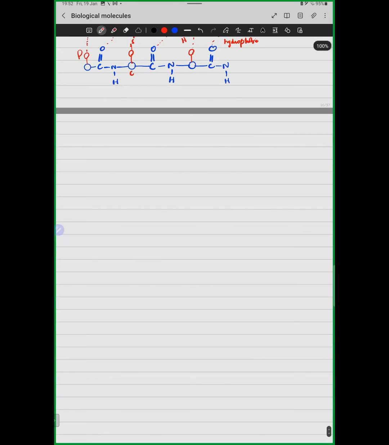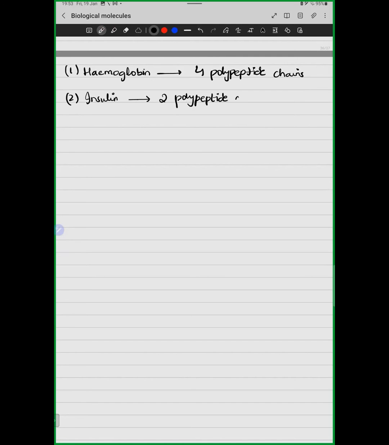Now, for example, let me write three different proteins and let me tell you how many polypeptide chains are present in them. So first of all, let's talk about a very famous and a very well-known protein, which is your hemoglobin. So hemoglobin is made up of four polypeptide chains. Then we have insulin. It is made up of two polypeptide chains. And then we have myoglobin. This is basically a protein present in your muscle cells. It is made up of one polypeptide chain.